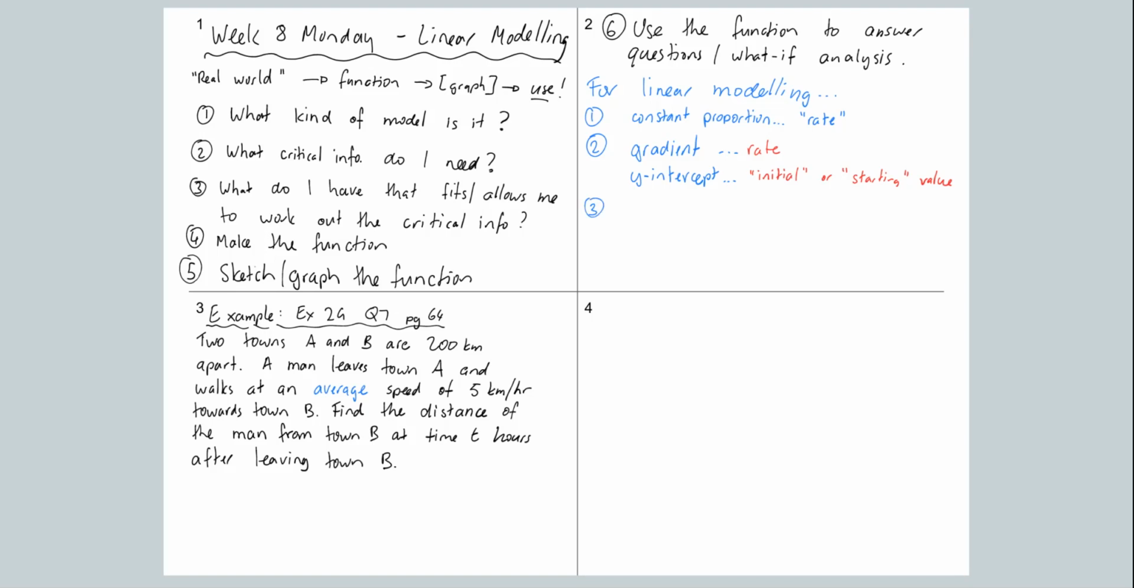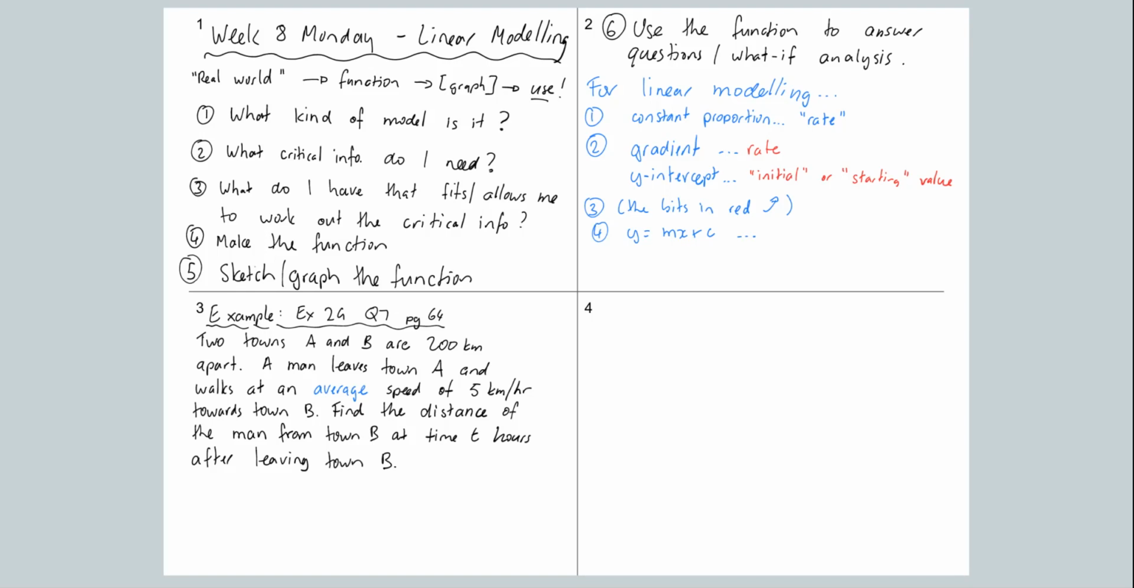So that's number three, really. What do I have that fits or allows me to work out the critical information? That's the bits in red. I should have put it here, really. That kind of thing is what you're looking for. Number four, make the function. So we know the function is y equals mx plus c. So you need to put stuff in to make that work.